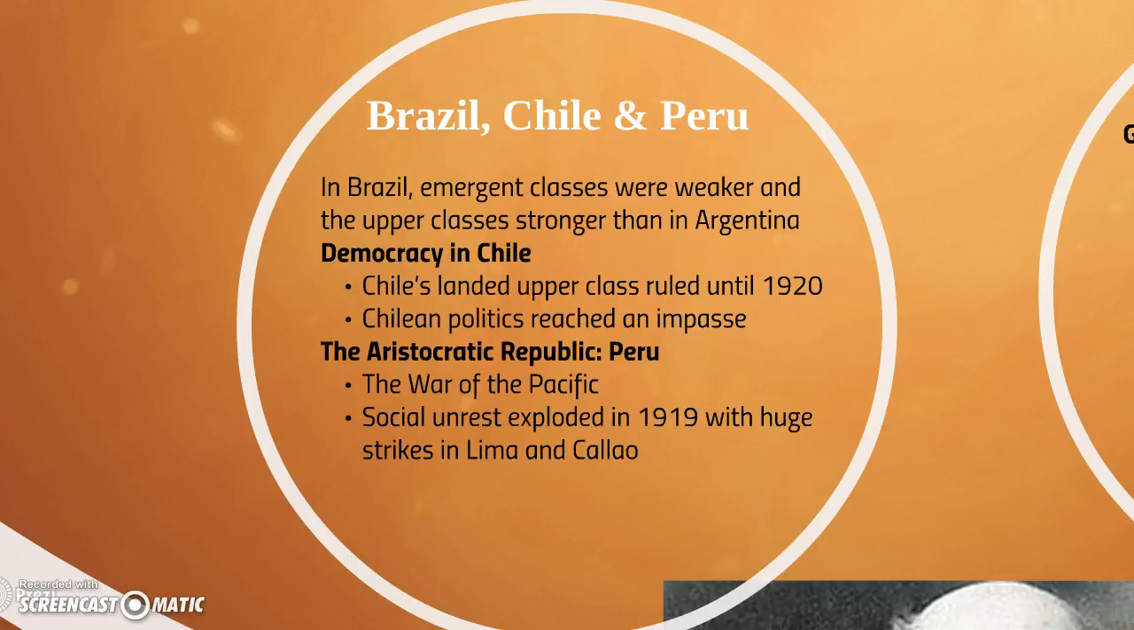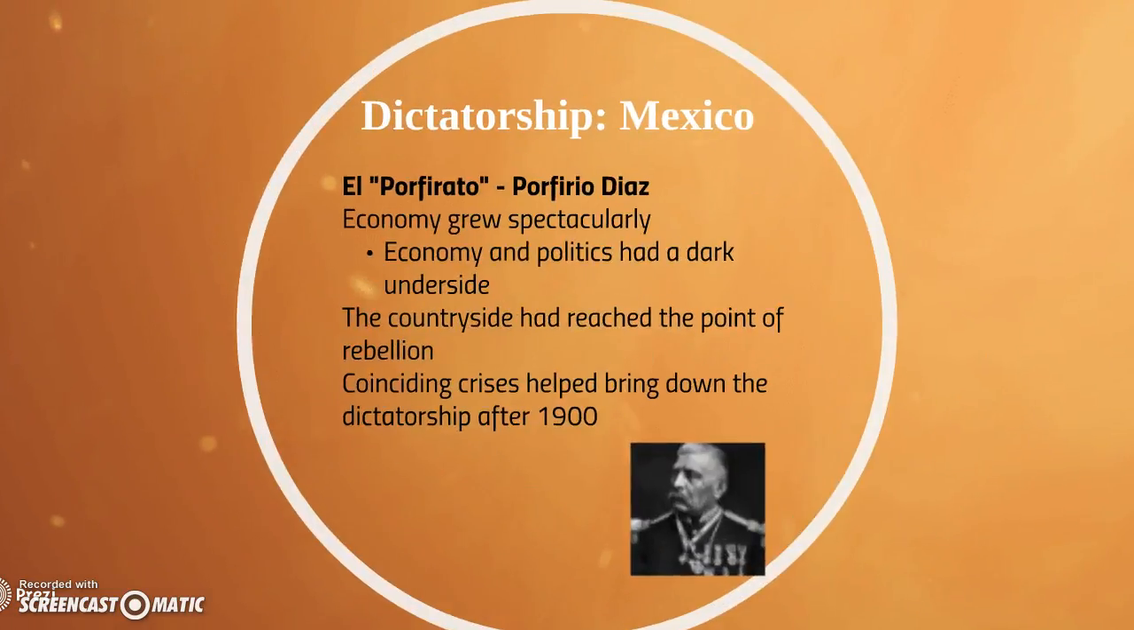Also, democracy was emerging in Chile. The landed upper class ruled until 1920, and then Chilean politics entered into a crisis as the need was to include new emerging social groups. Peru can be described as the aristocratic republic. It went through the War of the Pacific. It had social unrest in 1913 with strikes in Lima and Callao.